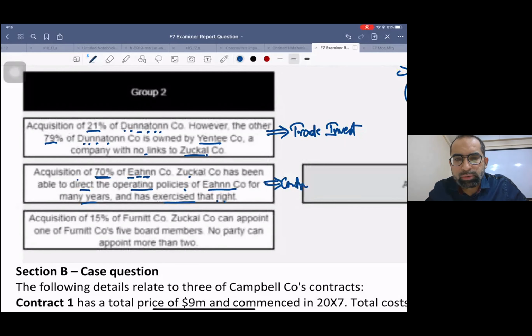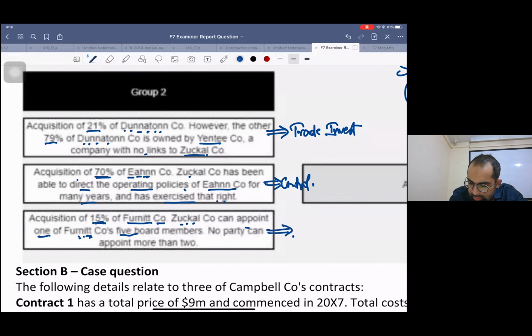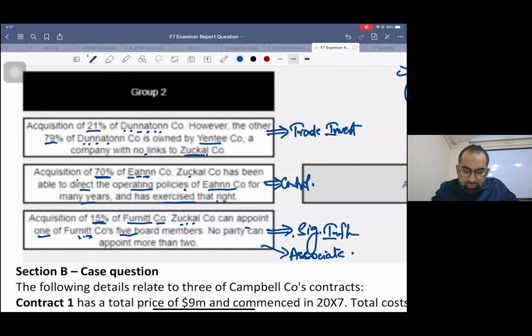Now, acquisition of 15% of F company. Apparently this is 15%, which is less than 20. But let's see what we have. Z company can appoint one of the F company's five board members. Out of the five board members, we'll appoint one. So we'll have a voice in the board. We can participate in the decision making. So yes, this is significant influence, and this is your associate. Right? So this was a very good question. In the second group, we have F company as associate. In group one, we have Castor company as associate, right?